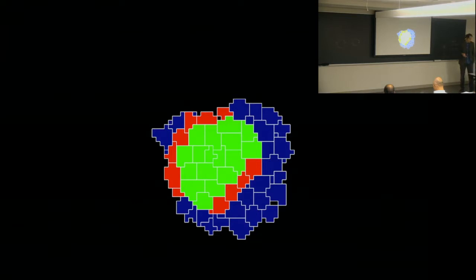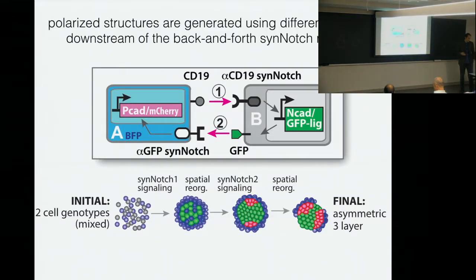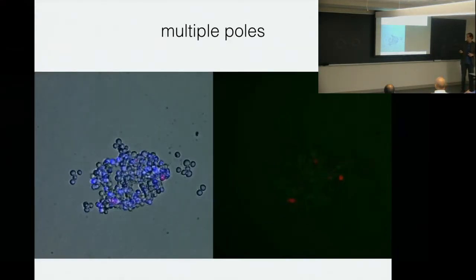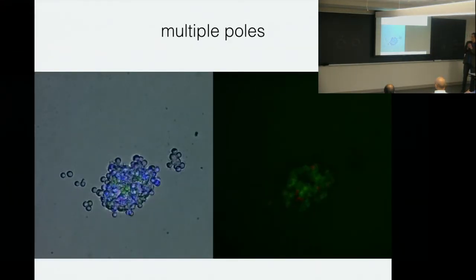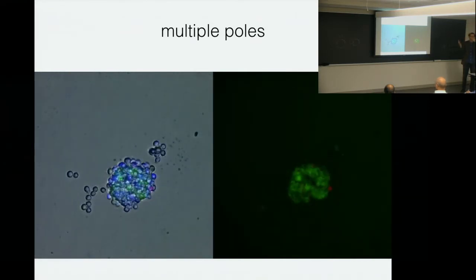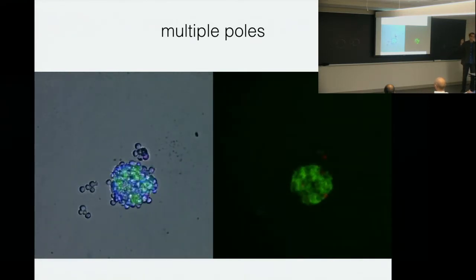As I said, we were interested in seeing how much variability we can generate with this same network by changing the cadherins. Up until now it was E cadherin on both sides. Now we are doing N cadherin on one side and E cadherin on the other side, which have different homophilic adhesion. So we generate this formation of the green core. Now the red cells don't stay around the different poles because they don't like each other.